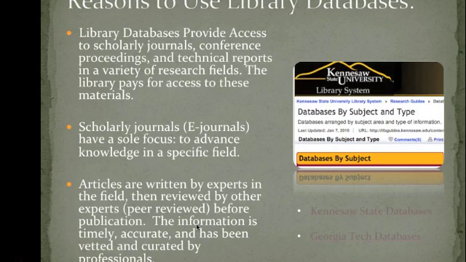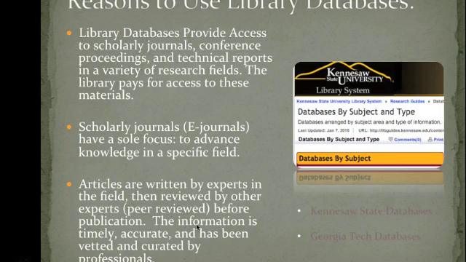Scholarly journals, e-journals, are indexed within a database, and they will contain scholarly or peer-reviewed materials. Scholarly journals have a sole focus to advance knowledge in a particular field. Articles are written by experts, then reviewed by other experts. That's through a process called peer review, before those articles are published.